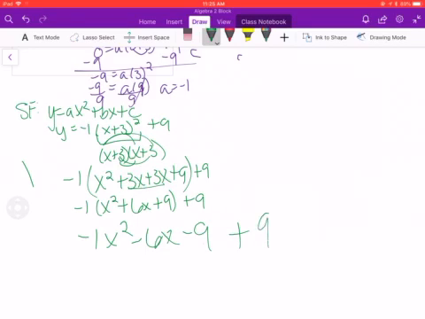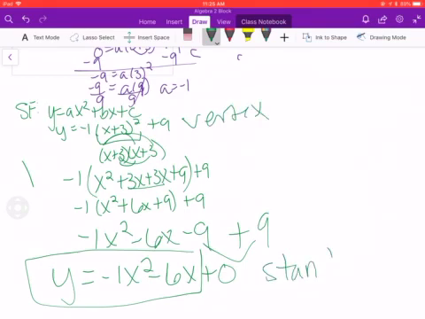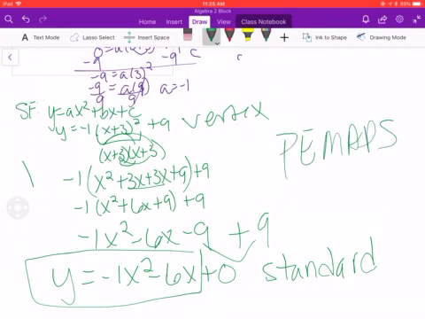And then finally you can add 9 at the end. So you'll get -1x squared minus 6x plus 0. So the plus 0 is not really needed. So this would be our final answer in standard form. So I went from vertex form here to standard form here by multiplying it out. When you multiply it out, just remember to follow the PEMDAS order of operations. So I did the exponents, then I multiplied, then I did the addition at the end.